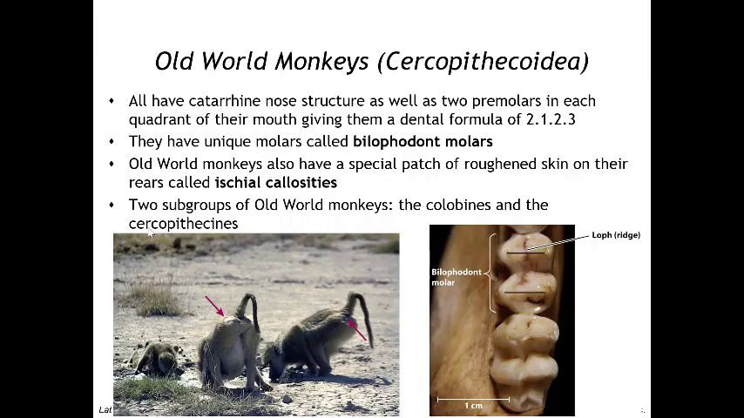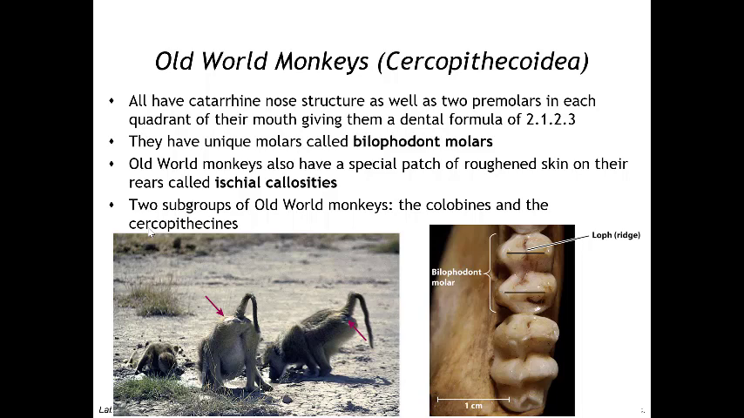Next is the Old World monkeys. So all Old World monkeys will have a catarrhine nose structure as well as 2 premolars in each quadrant of their mouth, which gives them a dental formula of 2, 1, 2, 3. The Old World monkeys live in various habitats in Africa and Asia. They're generally diurnal. They live in large social groups and move on all fours.